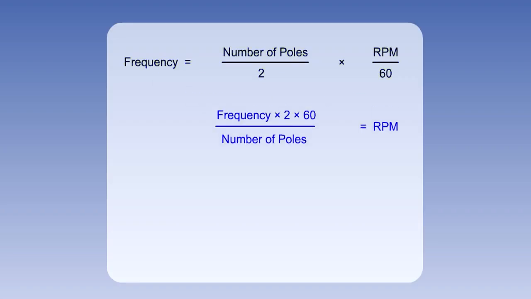We can transpose the formula we use to calculate a generator's frequency to work out the speed of the motor in revolutions per minute, or RPM. If a synchronous motor with 4 poles is supplied with a constant frequency 400 Hz supply, it will rotate at a constant 12,000 RPM.